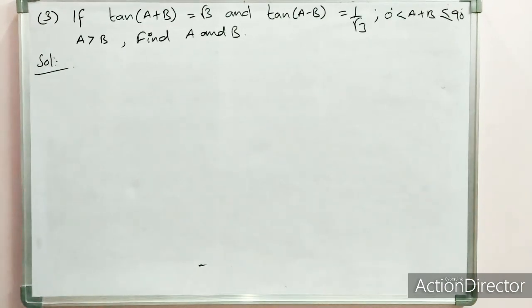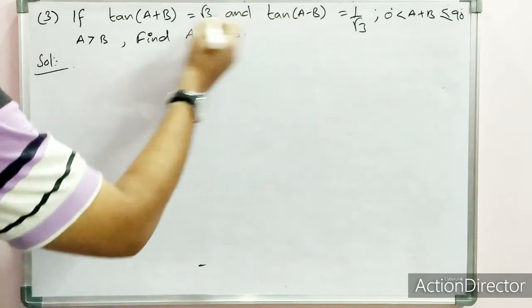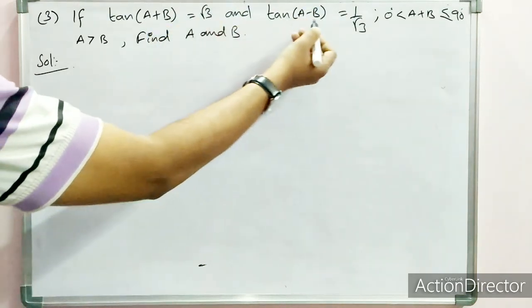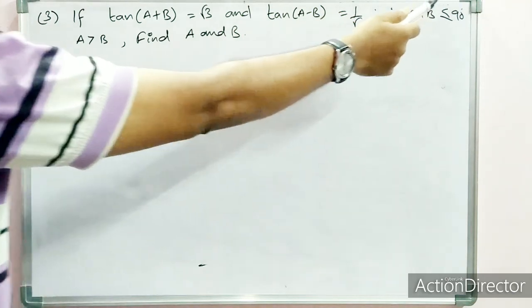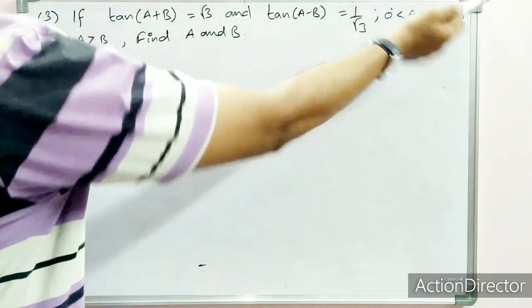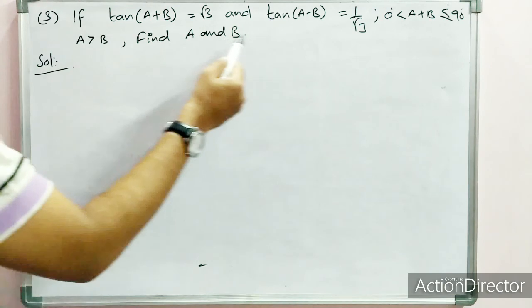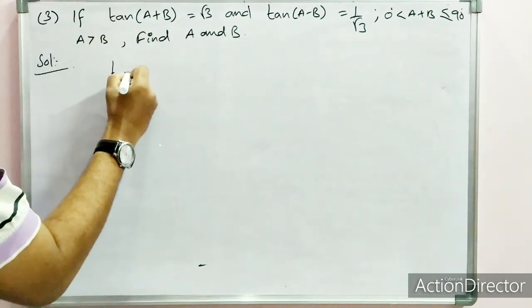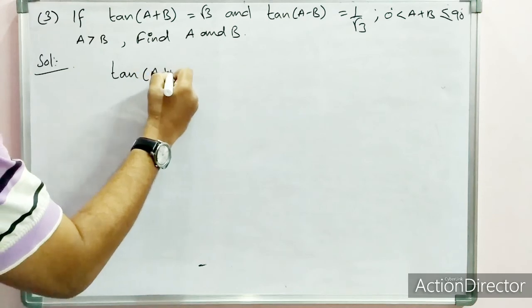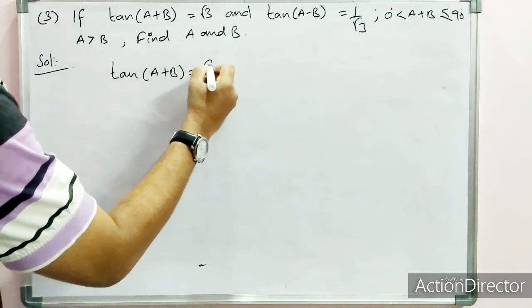Question number 3: if two values are given, tan(A+B) and tan(A−B), with the condition that the angle A+B is less than or equal to 90 degrees, we should find A and B. Take the first equation, that is tan(A+B) is root 3.